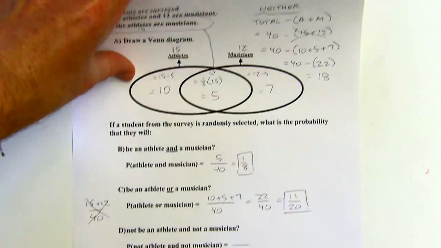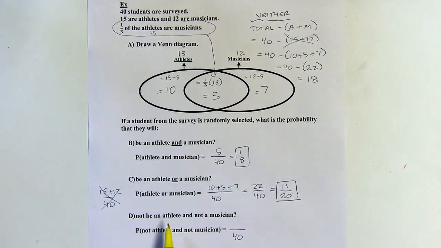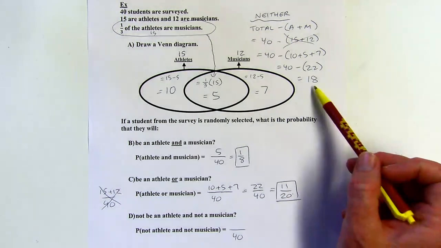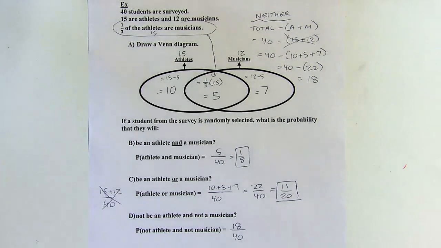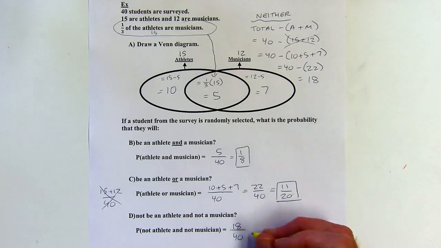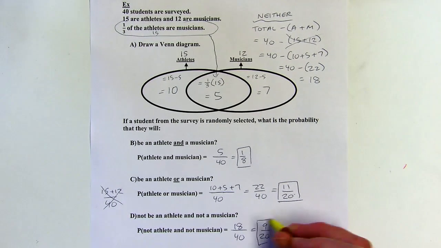All right, and then zoom out here. Probability that a random student is not an athlete and not a musician. So that's going to be the neither group, right? So I've already figured out that neither group is 18 out of the 40, and now I just need to reduce that. And they're both even numbers again, so I know I can divide by 2, which would give me 9/20, and then that's totally reduced there.